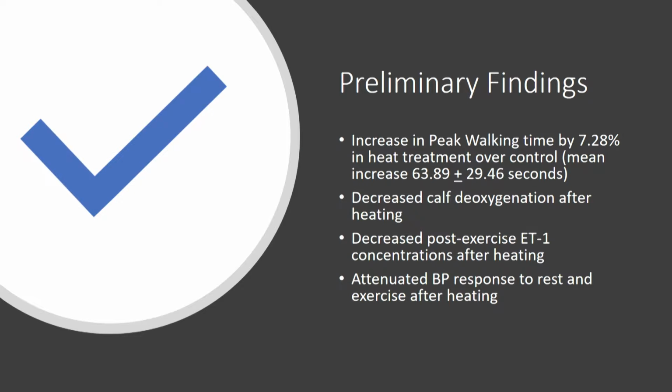Our preliminary findings, and this is only after 6 patients have completed this, look promising. Peak walking time was increased by 7.28% among patients in the heating treatment versus the control. We also saw a decrease in calf deoxygenation, so the amount of deoxygenated hemoglobin is lowered. Also, endothelin-1 levels and blood pressure were lowered during exercise in this population. And these patients serve as their own control, so we don't have to match the patient against anyone else. These patients are undergoing both of these treatments.